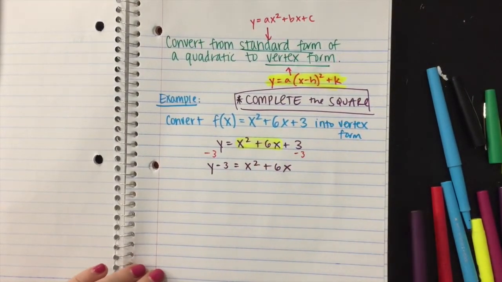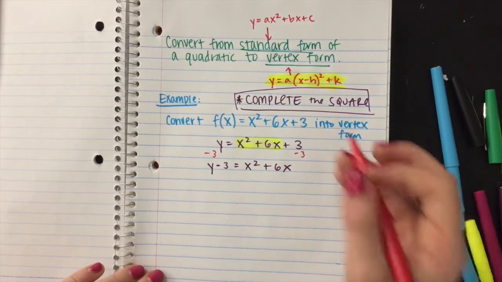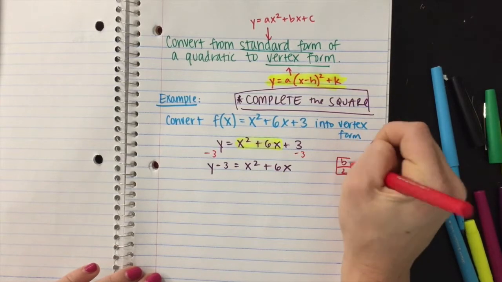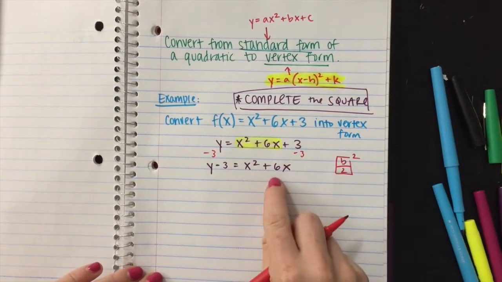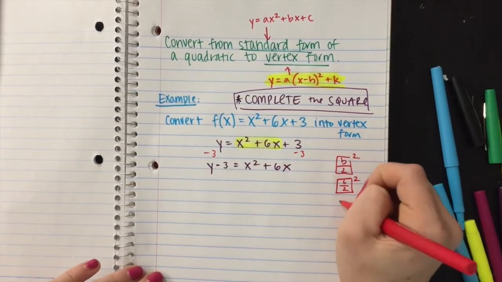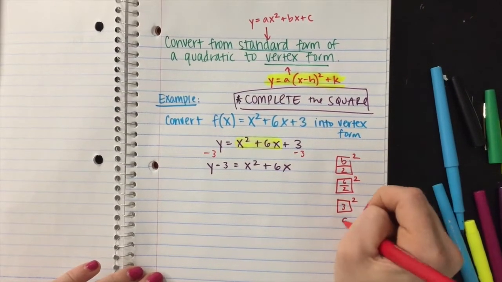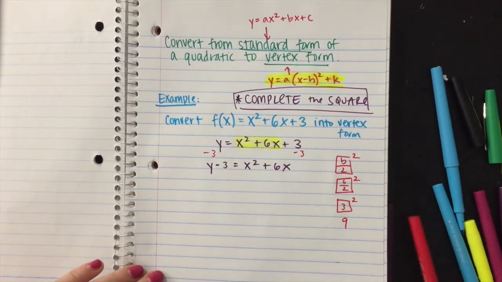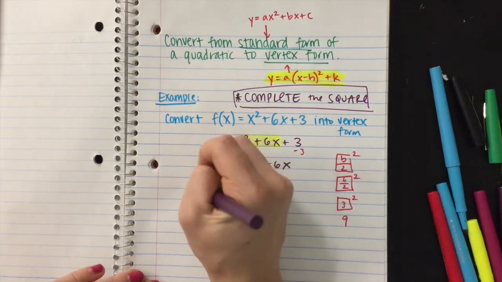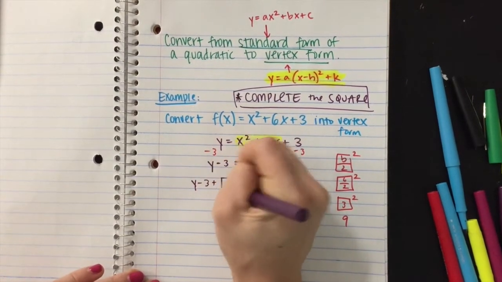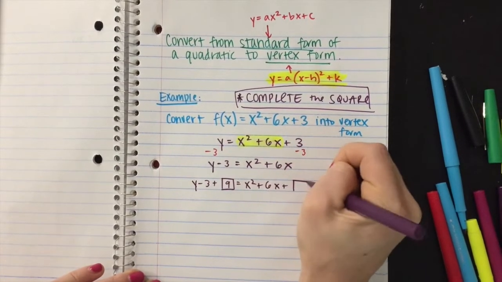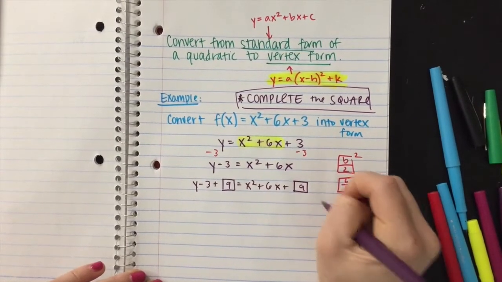Okay? Now I'm going to complete the square. How do I do that? I'm going to add b over 2 squared to both sides. My b is 6, so I have 6 over 2 squared, which is 3 squared, which is 9. So I'm going to add 9 to both sides. It looks like this. Let's see, I have y take away 3 plus 9 is equal to x squared plus 6x plus 9. And that 9 just came from right here.